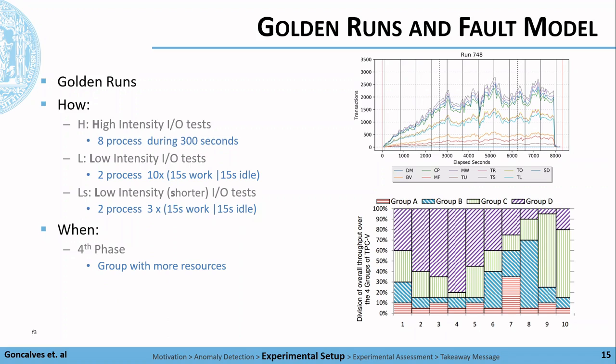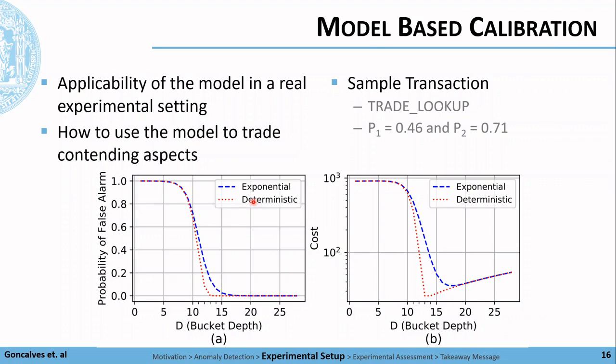After that, we decided to inject those attacks in different phases: the 4th, where the groups with more resources contribute more to the throughput, and the 6th phase, where the overall throughput reaches its peak. To calibrate the system, we assess the expected number of samples until a false alarm using the data from the golden run. Using the trade lookup transaction as an example, we got the probabilities of the transaction for the Markov chain as P1 0.46 and P2 0.71.